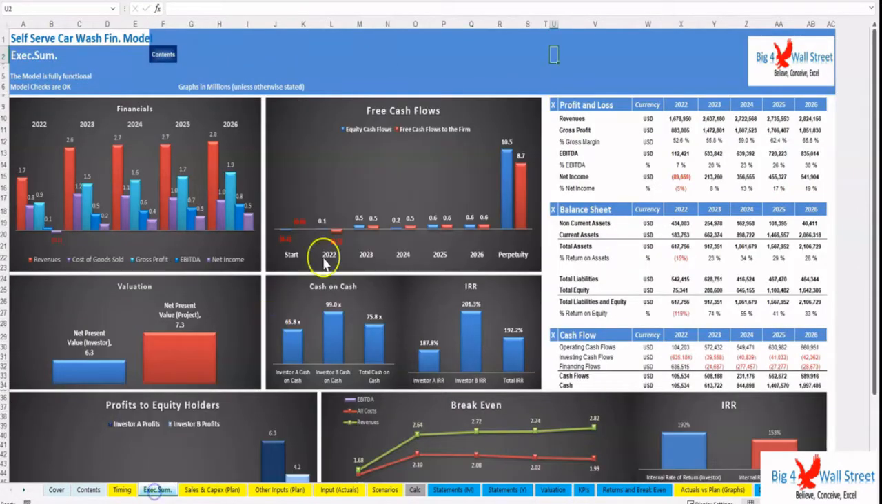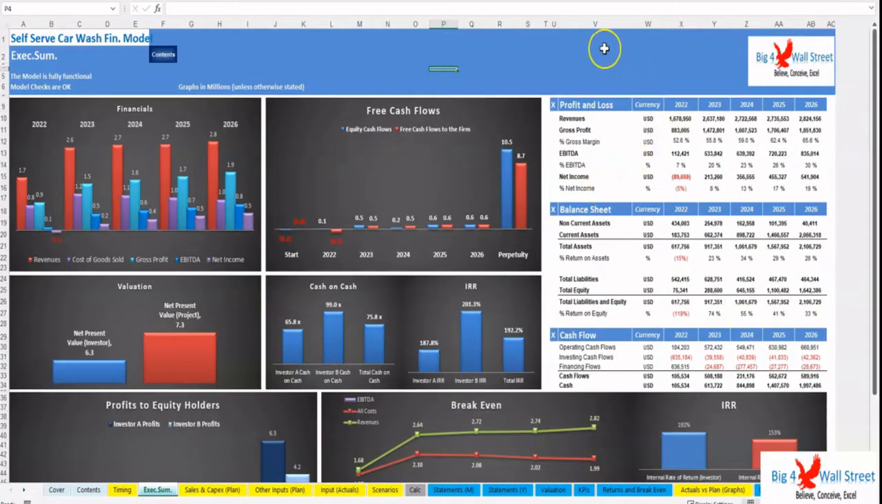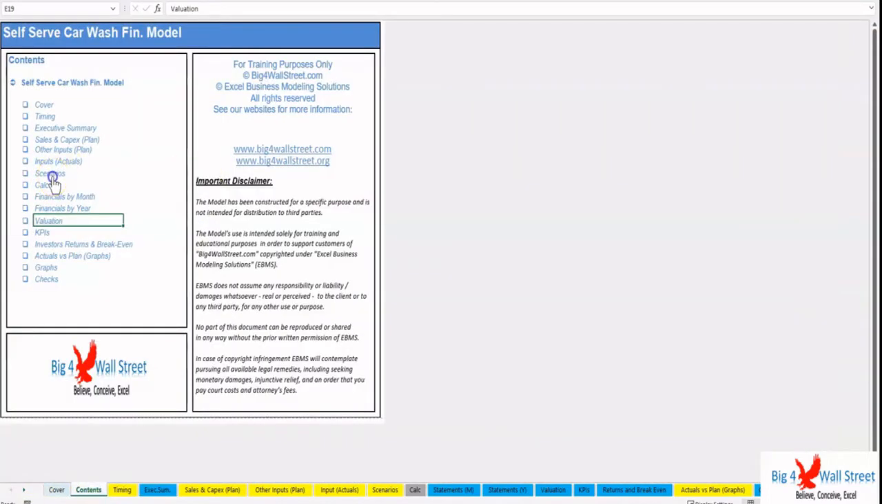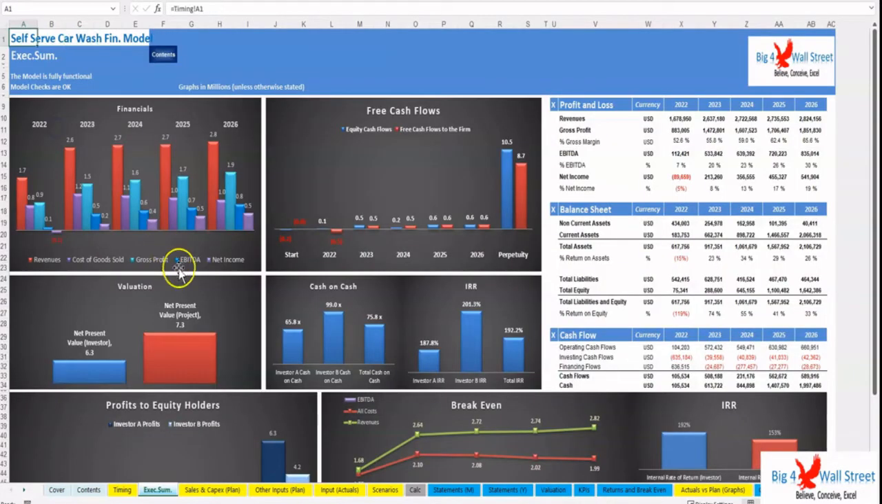All the above is summarized in the Executive Summary tab, which aggregates the most important metrics of the model. So, a quick overview of the model. In the Contents tab you can see the structure of the model and click on any of the headlines to be redirected to the relevant worksheet.